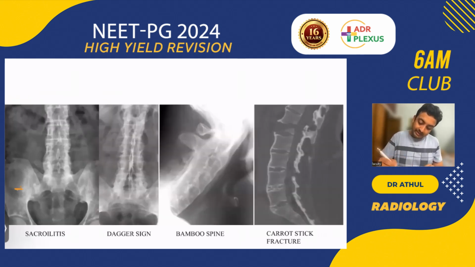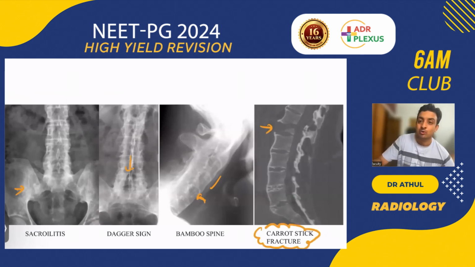So sacroiliitis, this is the dagger sign. This is the bamboo spine. And if there is a fracture in the bamboo spine, that fracture is called a carrot stick fracture. So this is the entire spectrum of ankylosing spondylitis. Please remember these images.